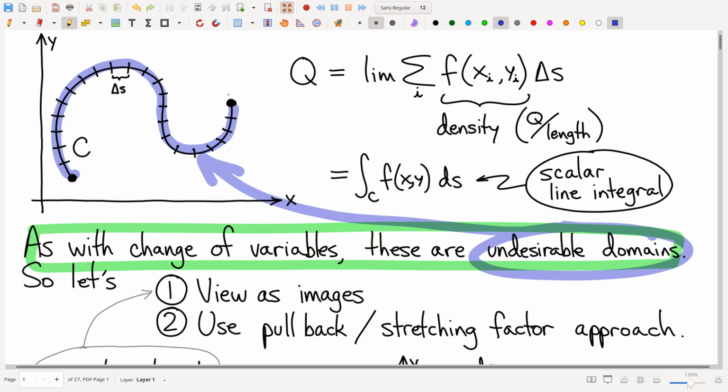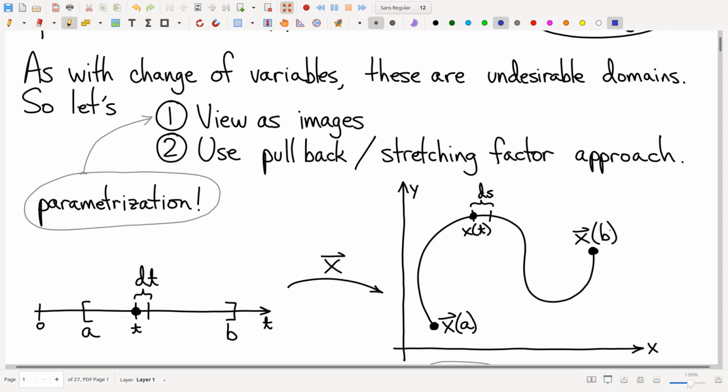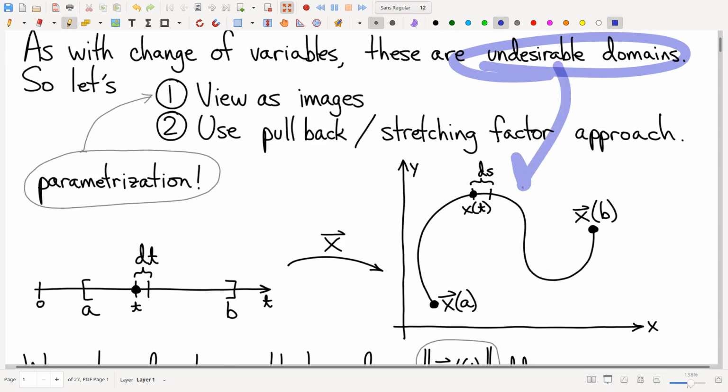Okay. But that said, they are undesirable, and we're going to do what we've done before. When you have an undesirable domain, again, here's our undesirable domain, what we do is we view it as being an image. Specifically, this undesirable domain is the image of this green interval back here, and then we're going to do a pullback.